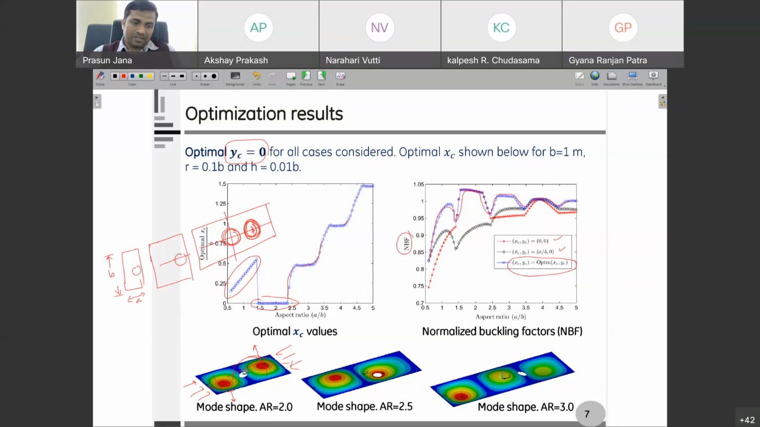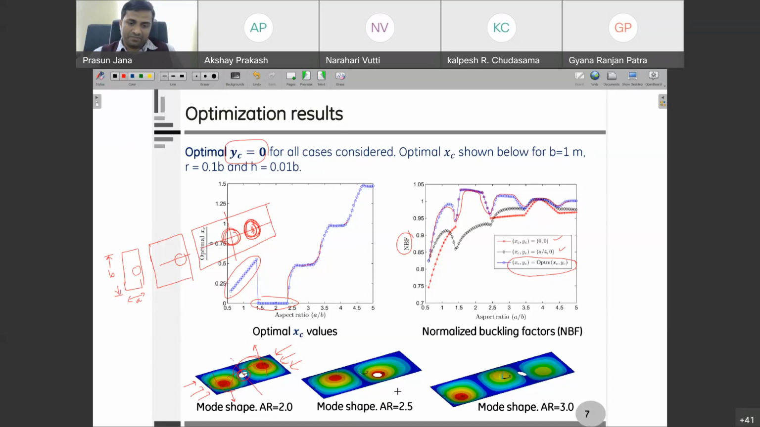And you can see here, this is the optimum location, and the optimum location is sitting at the nodal line. Nodal line means the line where there is no deformation in the buckle, when it is buckling. So some lines will have no deformation. So this line, there is no deformation. In this case, we can see the optimal location we are getting is on the nodal lines.